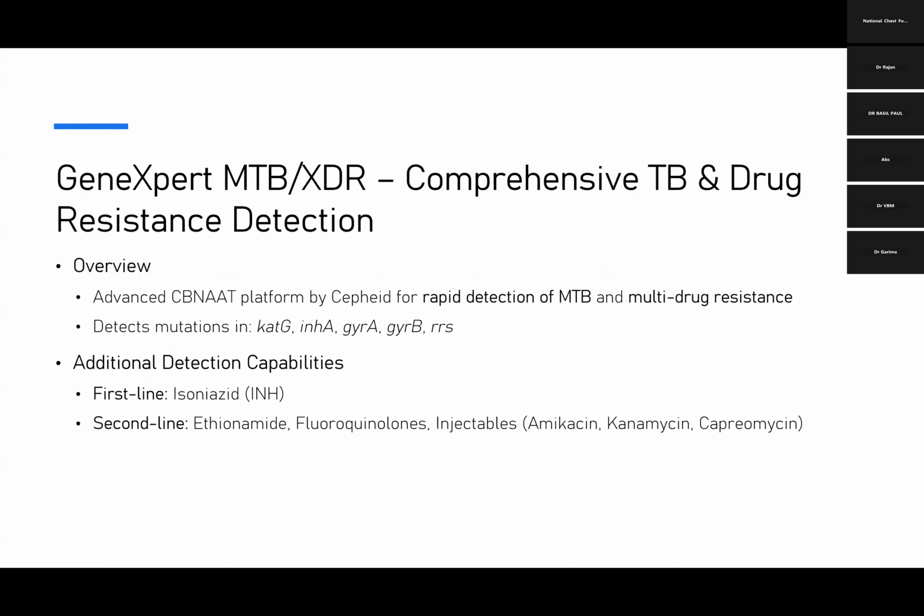Now coming to GeneXpert MTB/XDR, that is the comprehensive TB and drug resistance detection. It can go beyond rifampicin resistance. It can detect other resistance also. It's a platform by Cepheid, a US-based company. It rapidly detects MTB and multi-drug resistance. It detects mutations in katG, inhA, gyrA, gyrB, and the rrs. Additional detection capabilities along with rifampicin are isoniazid, ethionamide, fluoroquinolones, and injectables: amikacin, kanamycin, capreomycin.